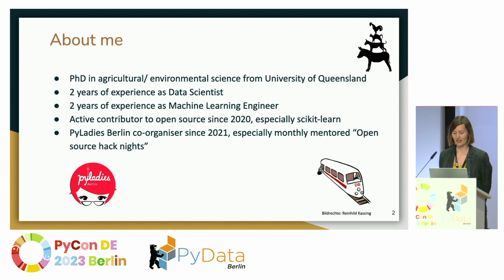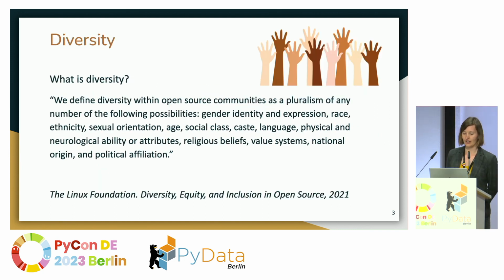I'm an active contributor to open source, as Hannah highlighted, and I'm also a PyLadies Berlin co-organizer. So let's talk about diversity. I've got a definition of diversity here that I really like. It's by the Linux Foundation, and I'll read it out to you. They say, we define diversity within open source communities as a pluralism of any number of the following possibilities: gender identity and expression, race, ethnicity, sexual orientation, age, social class, caste, language, physical and neurological ability or attributes, religious beliefs, value systems, national origin, and political affiliation.